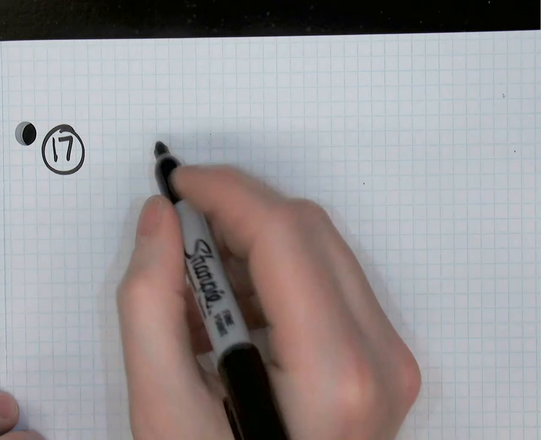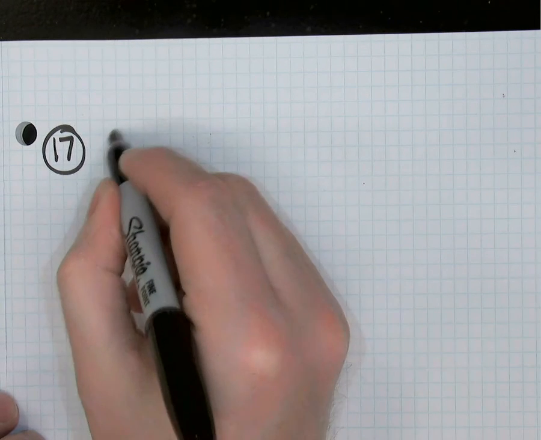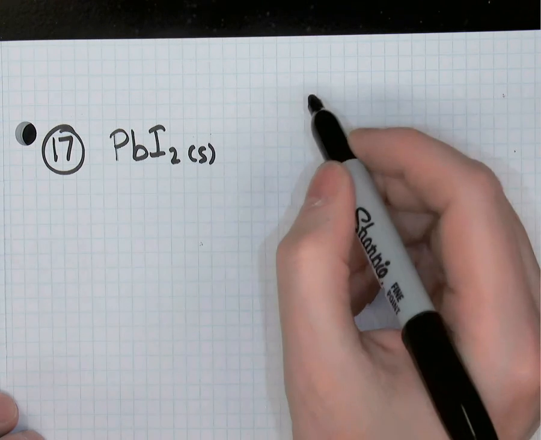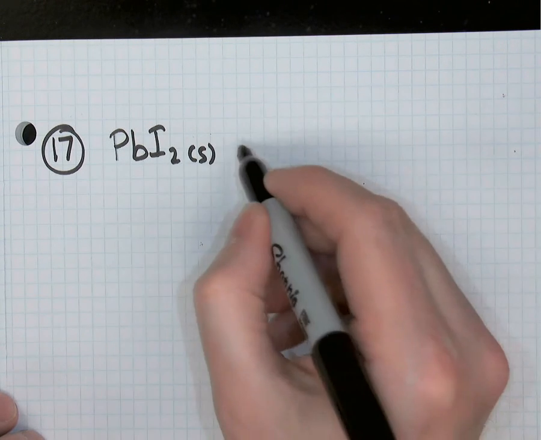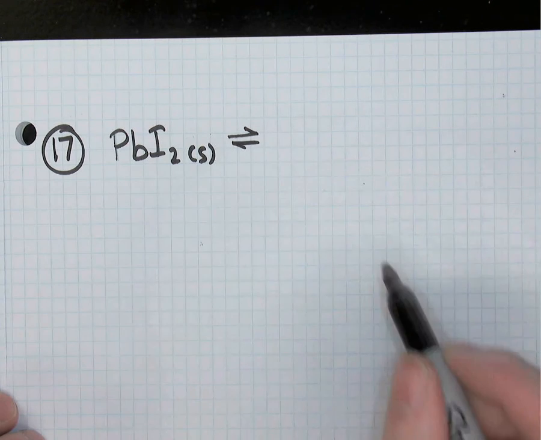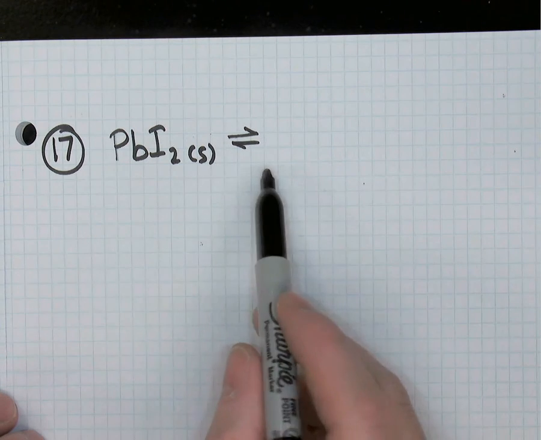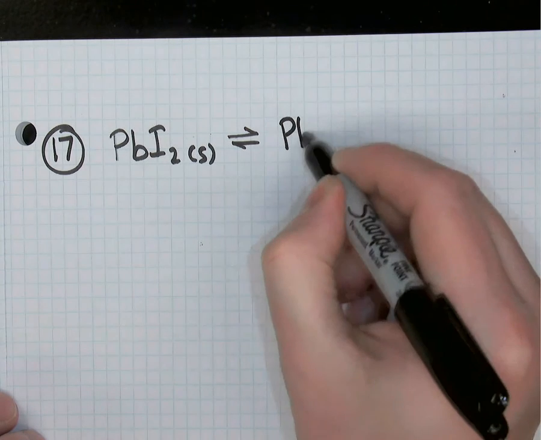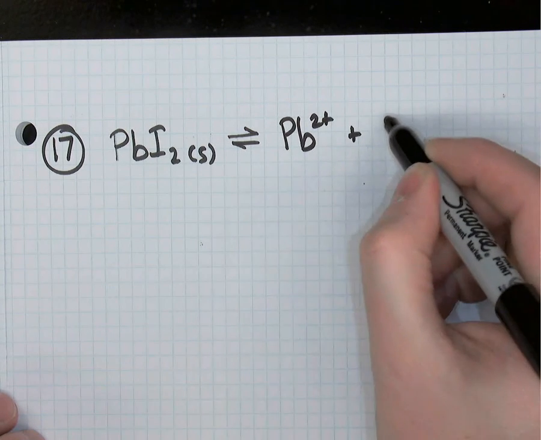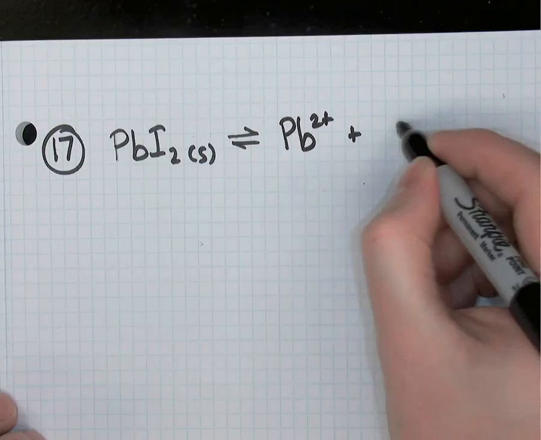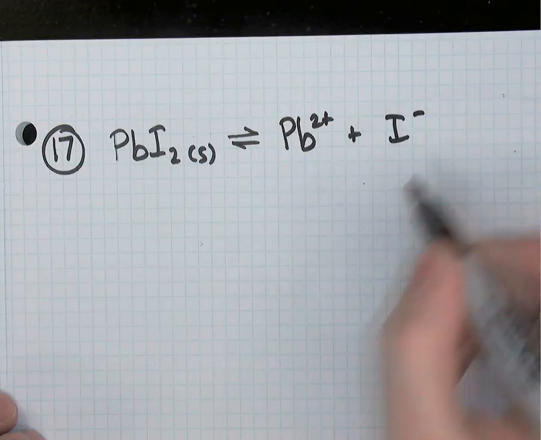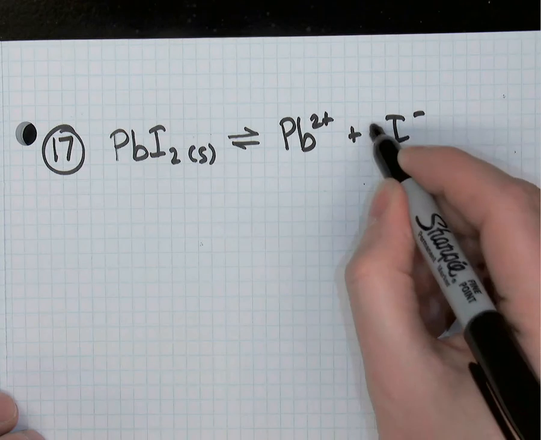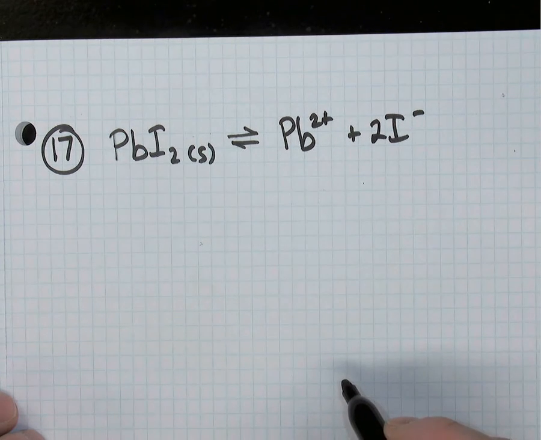Question 17. The salt was lead iodide, so PbI2. And when you see a Ksp problem, when you see a solubility problem, you know that most of the time we write a balanced equation like this, with the salt simply dissociating into its two ions. So in this case, Pb2+ and I−. But because it was PbI2 over here, we need to write 2 I− over here on the right.